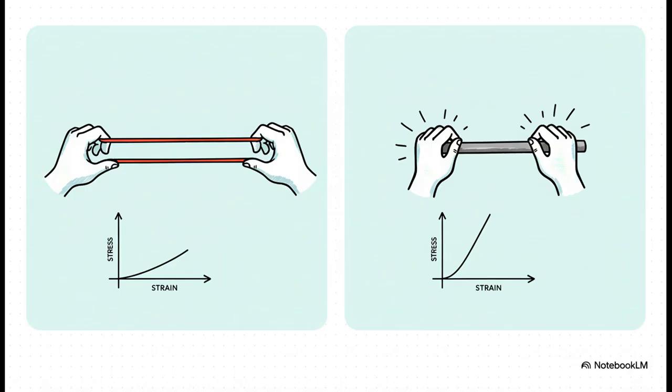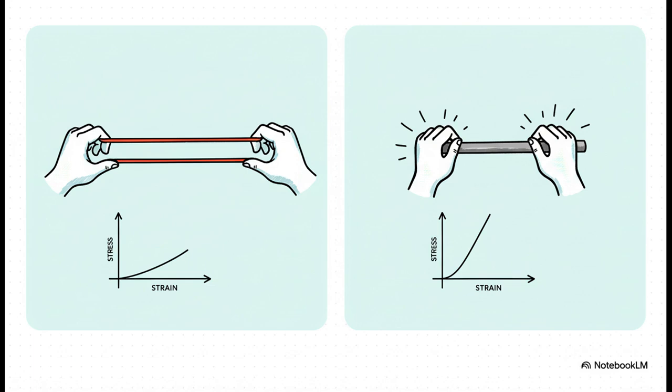Is the Young's modulus of rubber greater than that of steel? Now your gut might say yes, right? Because rubber is so stretchy. But you're thinking about it backwards. Young's modulus is a measure of resistance to being stretched. Steel resists being deformed way, way more than rubber.